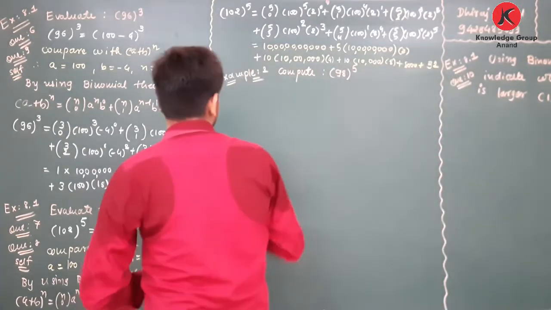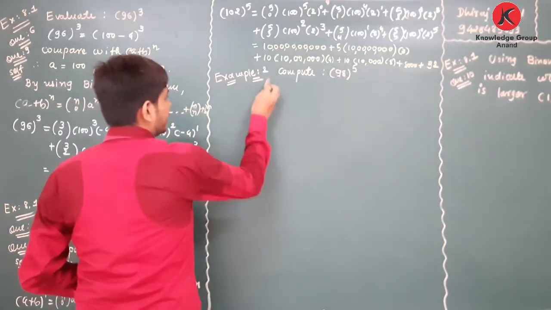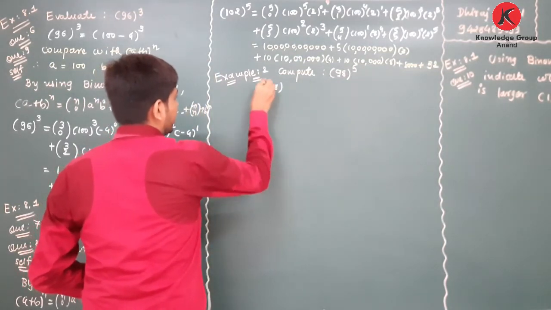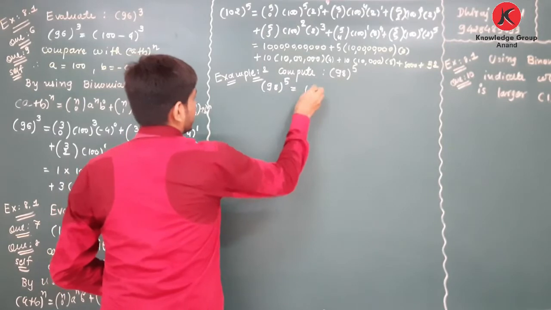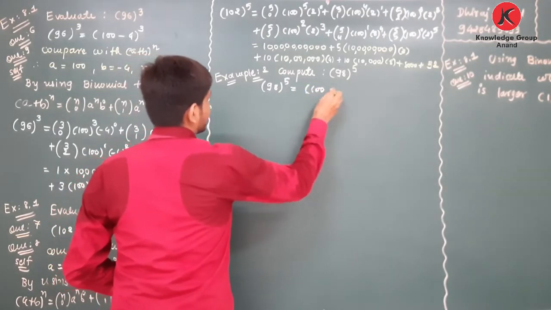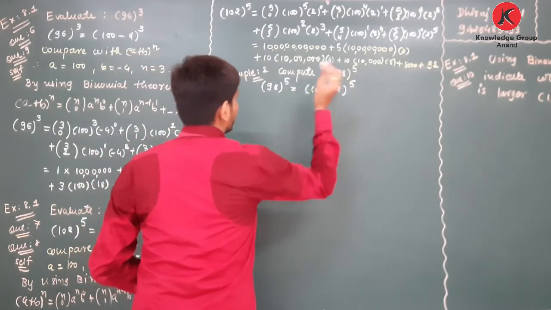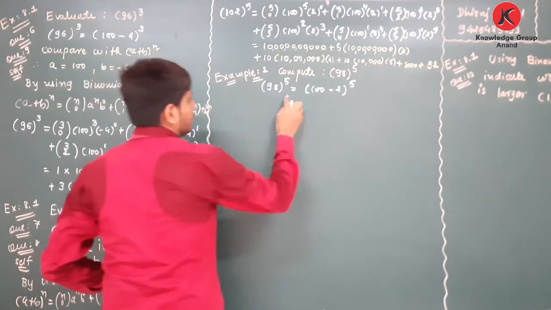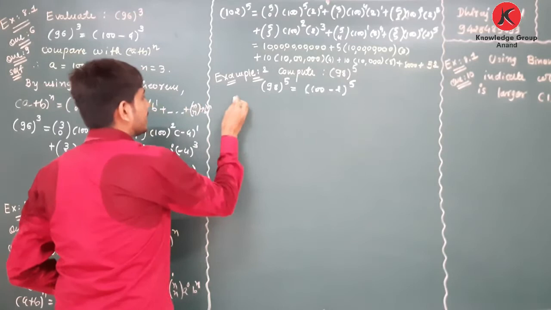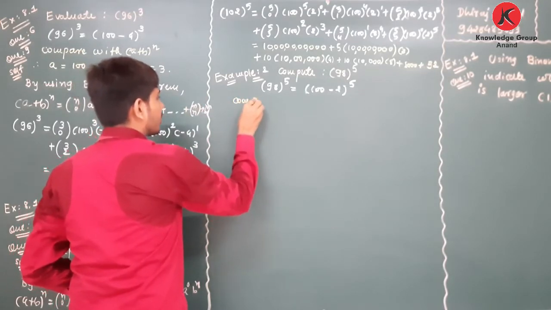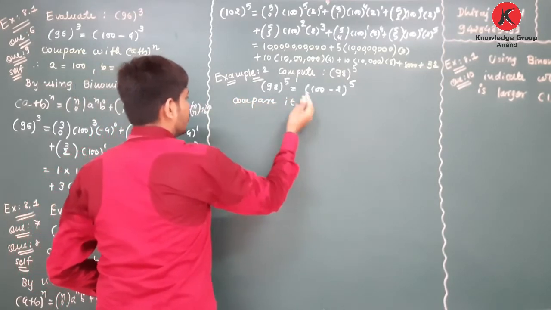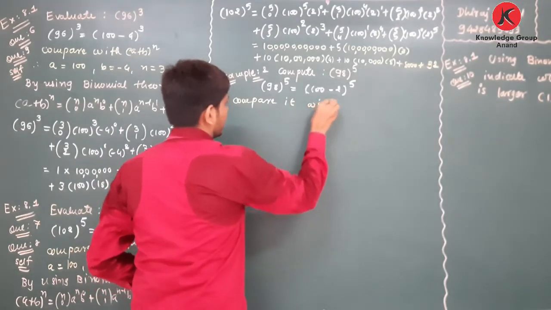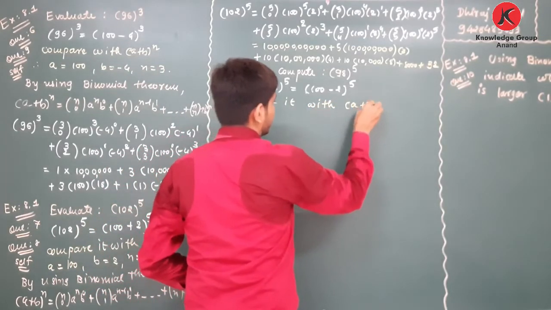Therefore, we have to first write down 98 raised to 5 like this: (100 minus 2) raised to 5. Now, first step, we have to compare it with (a plus b) raised to n.